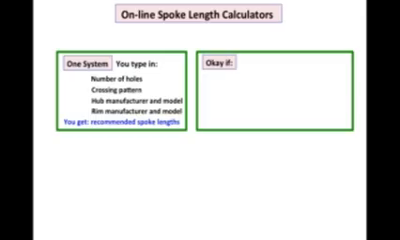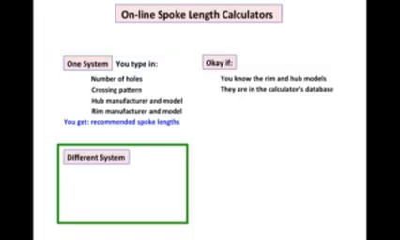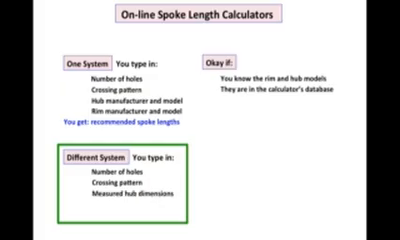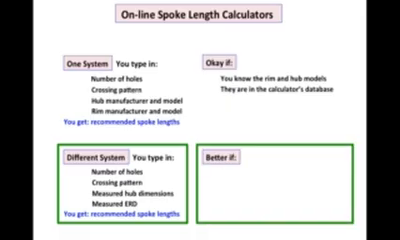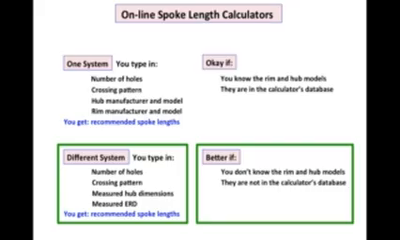That system is okay and it works fine if you know the rim and hub models and they are in the calculator's database. With a different system, you type in the number of holes, the crossing pattern, and then measured hub dimensions and a measured ERD. And then once again you press a button and you get the recommended spoke lengths. This is really the system you have to use if you, one, don't know the rim and hub models, or they're not in the calculator's database, or if you question their accuracy.